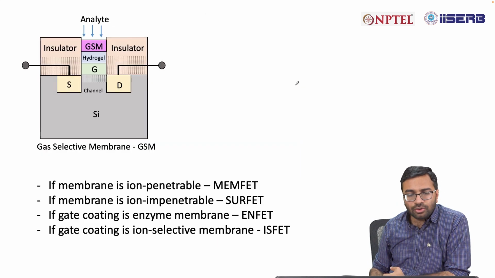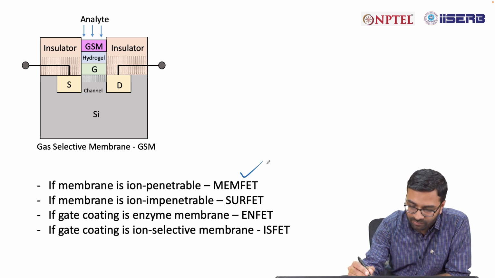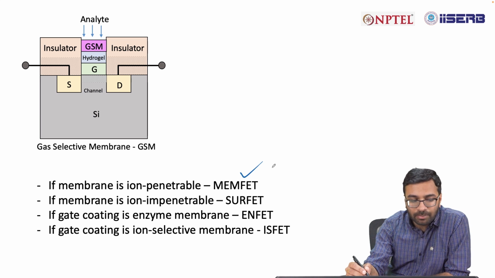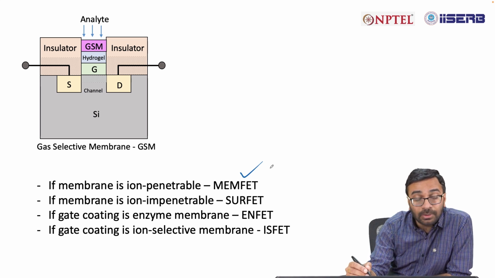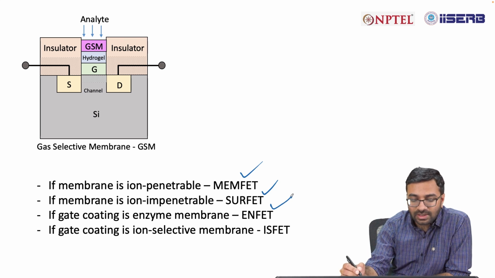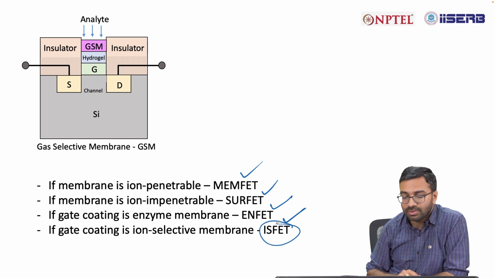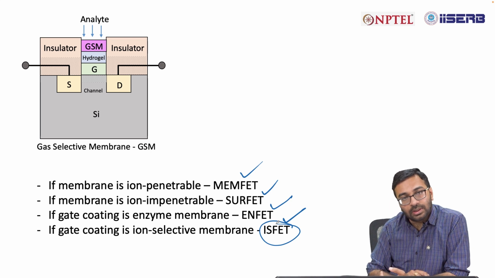Okay, so based on that, if your membrane is ion penetrable, this is termed as MEMFET. If your membrane is ion impenetrable, this can be termed as SURFET. If the gate coating is an enzyme membrane, then we call it ENFET. If the gate coating is ion selective, we call it ISFET. Now ISFET is a device which is used for various chemical sensing applications.